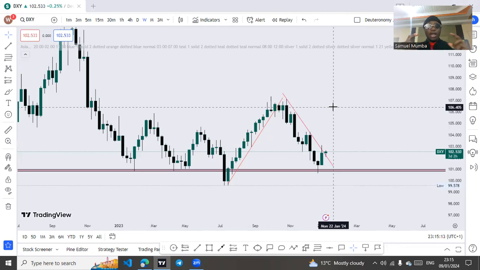Whenever we have a range of the market, what we are supposed to see first is the market is supposed to break a certain zone, which is called a liquidity sweep. Then after that, it's supposed to break in the direction the market is supposed to go. Okay. So we had DXY ranging.